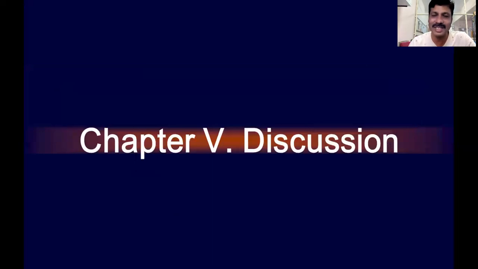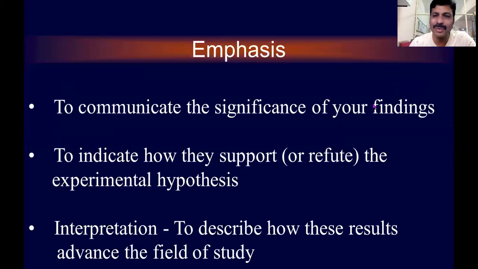So the next chapter is discussion. What emphasis is to be given in this chapter? This chapter is actually very important. It helps you demonstrate your capability of synthesizing and analyzing the results you obtained, and to communicate the significance of your findings. In the previous chapter, you just say what the data is. Here you will say why, or how, the reasons for obtaining this type of results. That will be brought in here to indicate how they support or refute the experimental hypothesis.